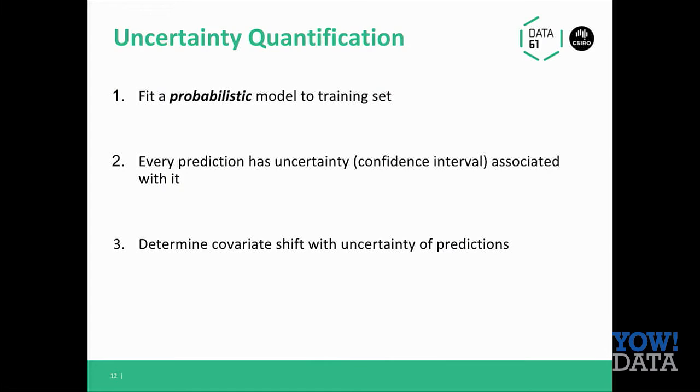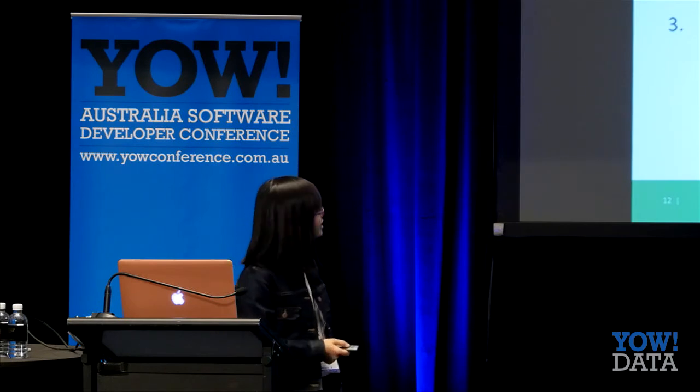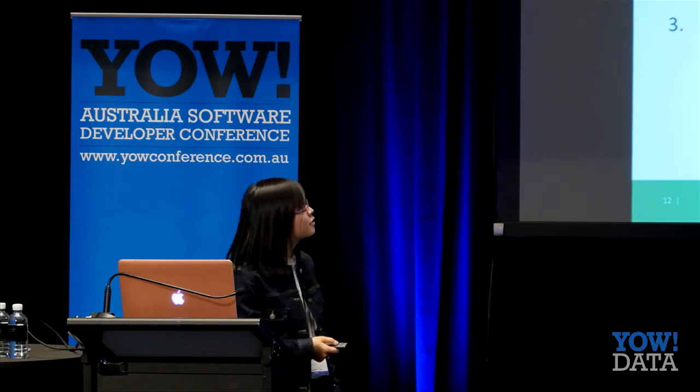Another quantitative method I want to talk about is uncertainty quantification. So we first fit a probabilistic model to the training set. And with a probabilistic model, every prediction has an uncertainty or confidence interval associated with it. So the concept of uncertainty is that given a new point that is similar to the training set, our model would be very confident about the true target value for this new point, because the model has seen many training points that share these similar features.